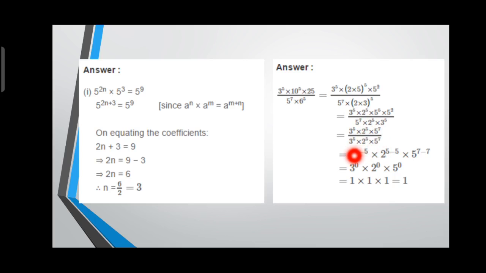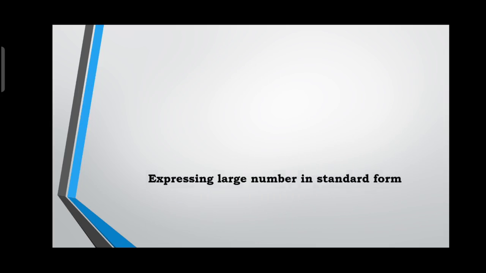And what about the remaining? Exactly children. The remaining will be 3 to the power of 0 into 2 to the power of 0 into 5 to the power of 0. We know that any number power 0 is equal to 1. So 1 into 1 into 1 is equal to 1. So I hope you understand this problem children.